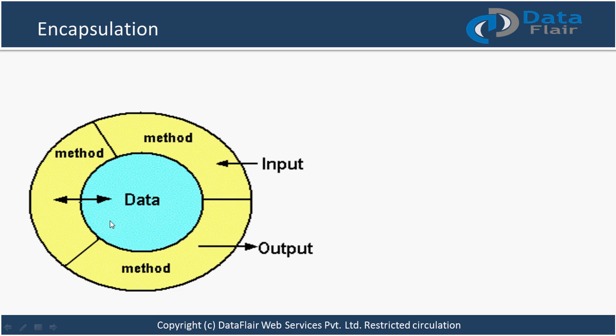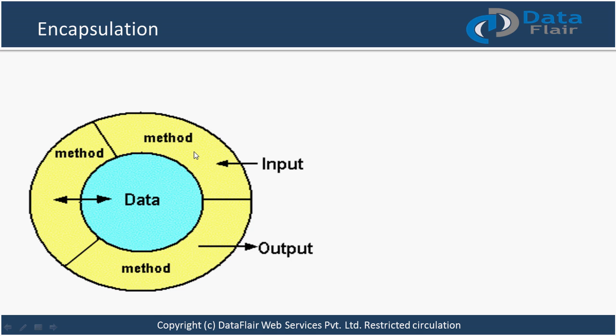In the same way, in an object-oriented programming system, your data should be private. That means no external entity should be able to access your data directly. Your data should be accessible only with the help of methods. So we have to make sure your data is private and your methods are public. To achieve this, we have to use something called getters and setters.